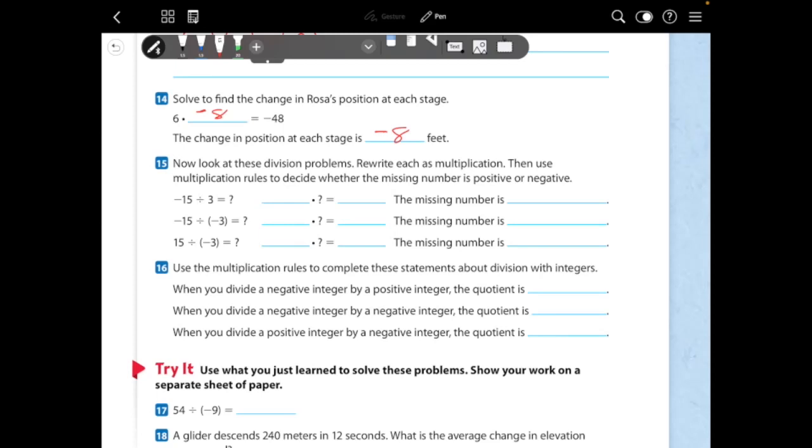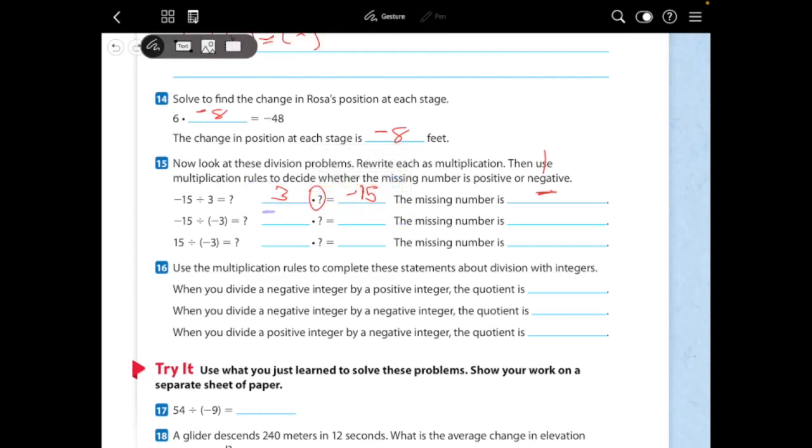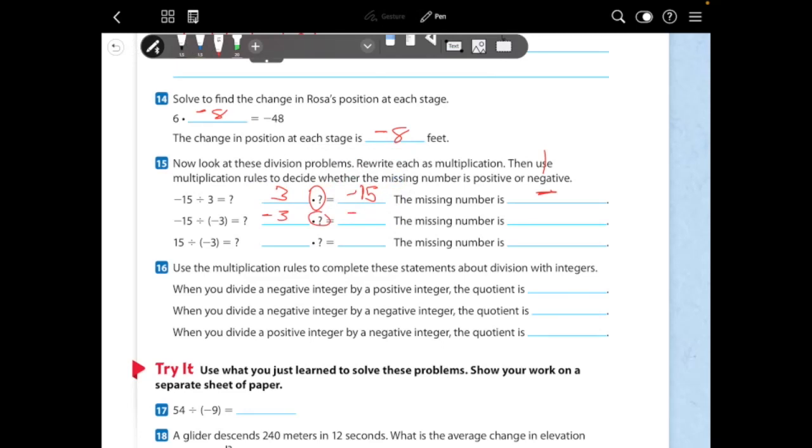Given this information that we had above, 3 times some number would equal negative 15. That missing number is going to have to be a negative number. Why? Because a positive times a negative will give me a negative. Now, negative 3 times some number equals negative 15. That missing number is going to have to be positive. Negative 3 times some number equaling 15 means that the missing number is going to have to be a negative number. Use the multiplication rules to complete these statements about division with integers.